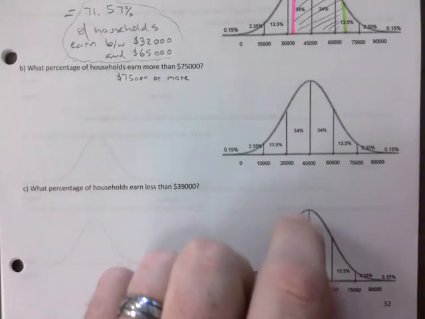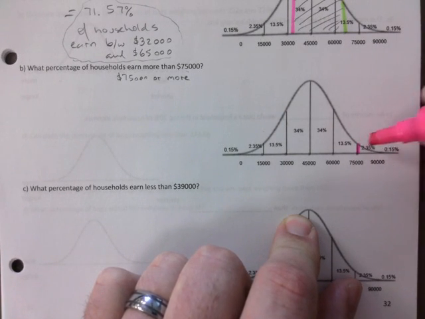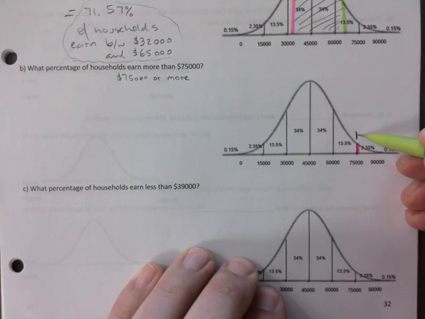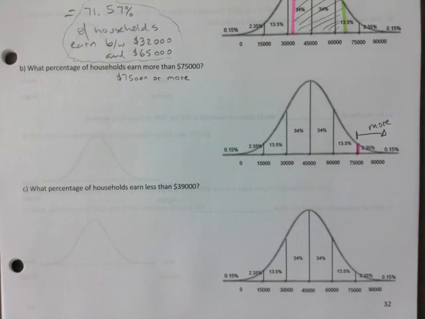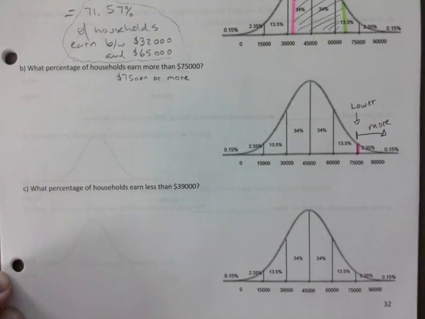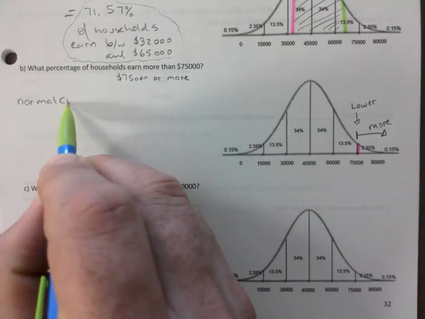Where is the 75,000? It is right here. And in this case, we want anything from there going up, more. 75 or more is right there. So what is this? Lower. I'm just going to say lower here. So I guess the way around this is as follows. Normal CDF.